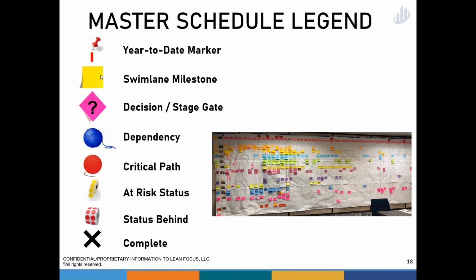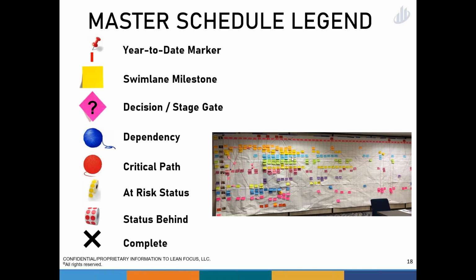So you could set up a legend, right, and really look at where are we today, right? So where's the line in the sand that we're at today? What are the key milestones in a particular swim lane? The decisions we need to make, any interdependencies, risk status, are we complete? And again, you can see this example here. The idea is that it's a living document, it's got stickies, it's got this physical fingerprint factor that we talked about, so everybody can see it.